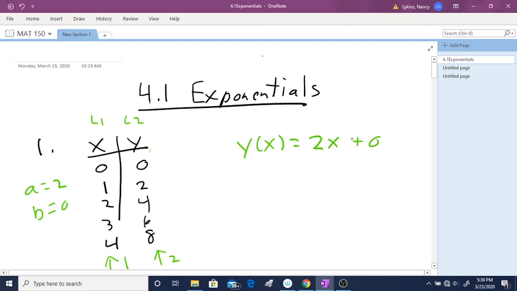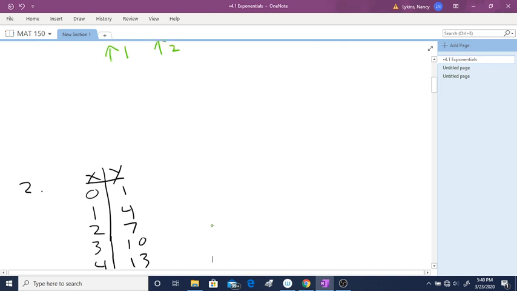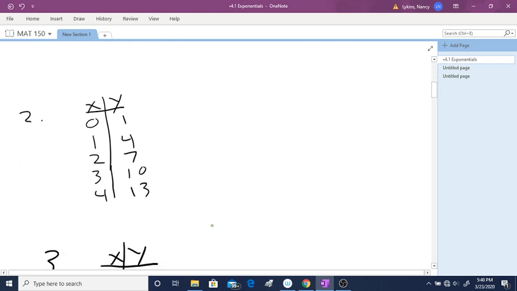Now, if you're looking at this chart, you can plug these values in. If you scroll all the way down to the 4 right here and put 4 into this equation, 2 times 4 is 8, plus 0, that gives you that y is 8. So this is a linear function. Now, I'm going to scroll down to the next set. I'll give you some time to look at this.